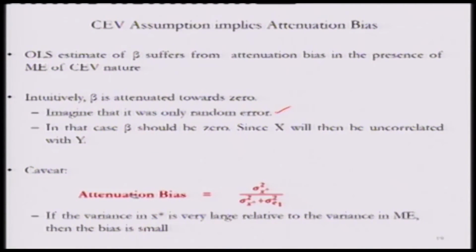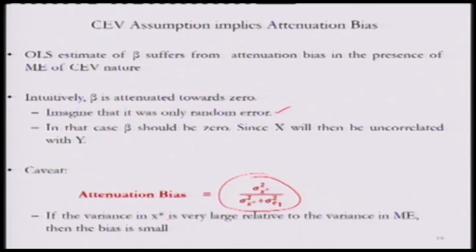So, what we are trying to do is to intuitively understand from the other side, where we start with complete randomness and then try to reduce the randomness and add that to the true value. Another caveat is that the attenuation bias that we derived in the previous slide, recall, is the variance of the true value of x divided by the variance of the observed value of x, broken up in terms of the variance of the true value and the variance of the error term. What this means is that if the variance in x star, which is the true value, is very large relative to the variance in the measurement error, then the bias is small.